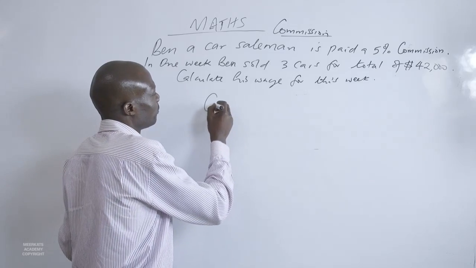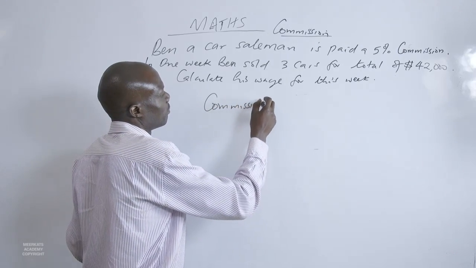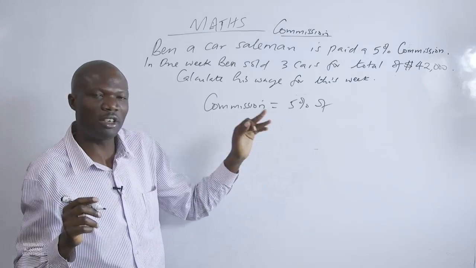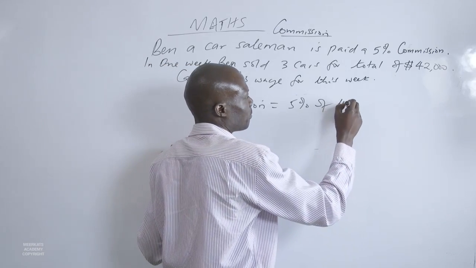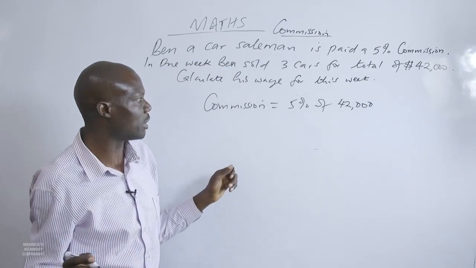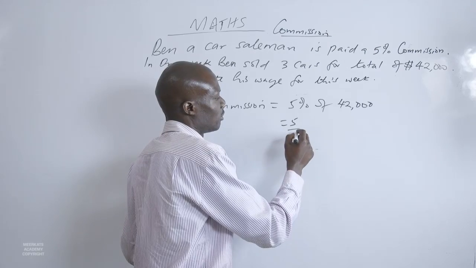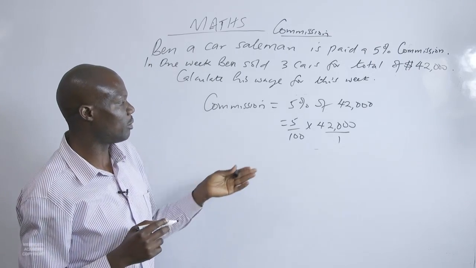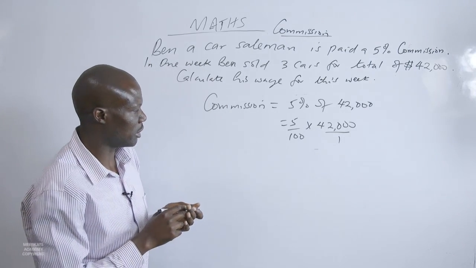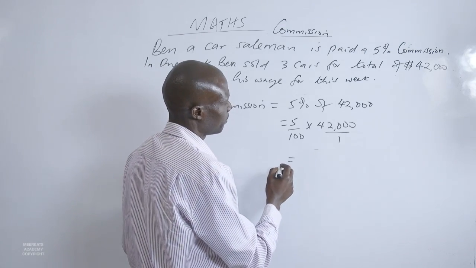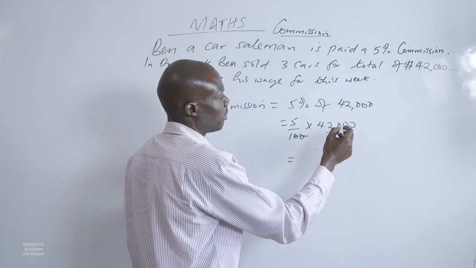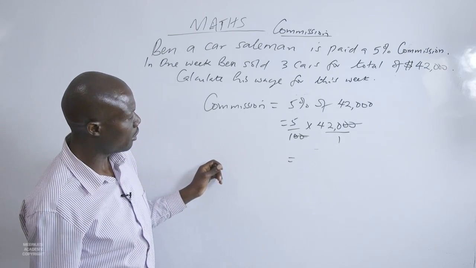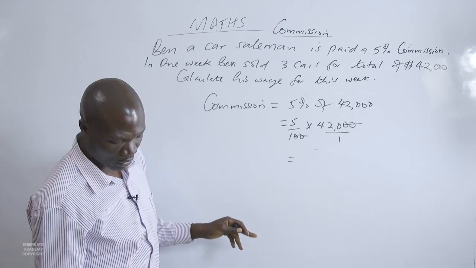It would be: commission is 5% of the total sales, which is $42,000. This one gives us 5 over 100 multiplied by $42,000, and the answer is in dollars. So 42,000 divided by 100 will remain 420. So take 420 multiplied by 5.